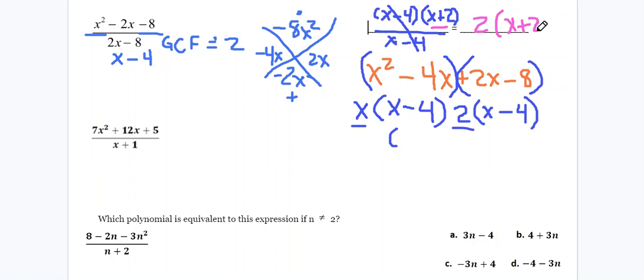So we did one by grouping, and we did one by box earlier, right? Okay, so let's do one more. Let's do this one down here. 7x squared plus 12x plus 5. There's no GCF in that, because 7 can only be divided by 7, right? And 5 can only be divided by 5, and 7 can't go into 5, so there's no GCF.